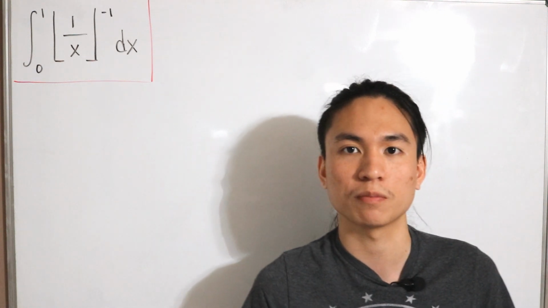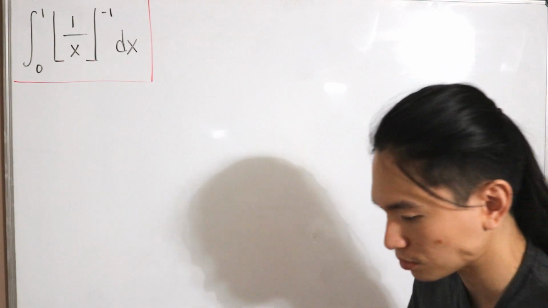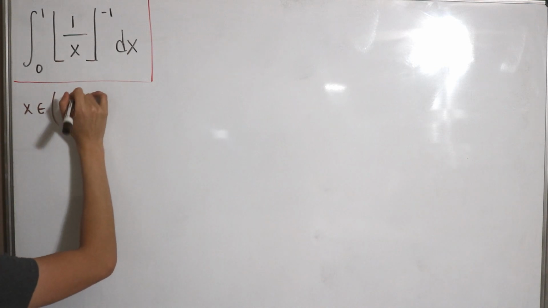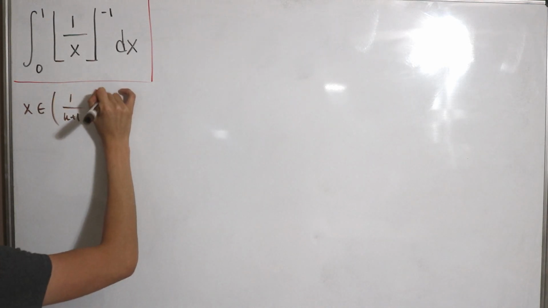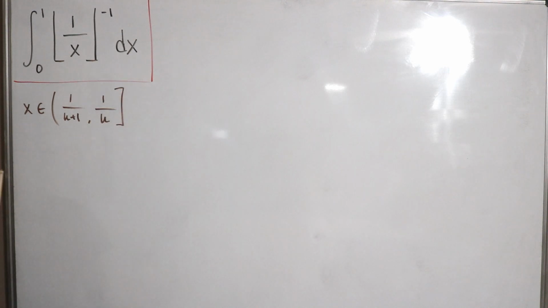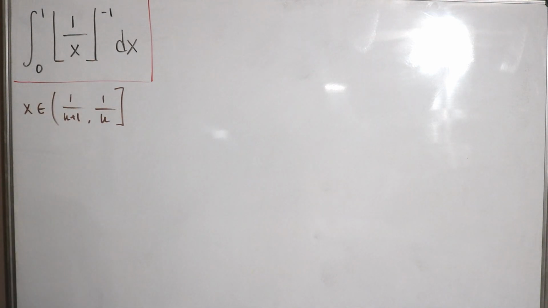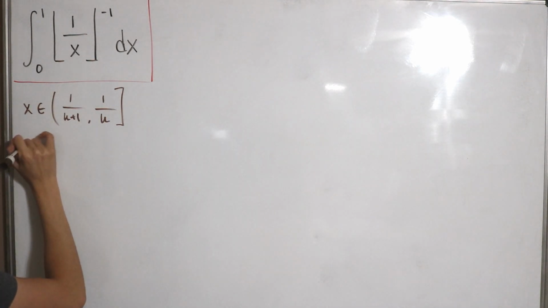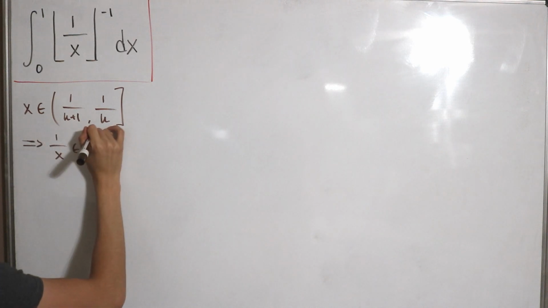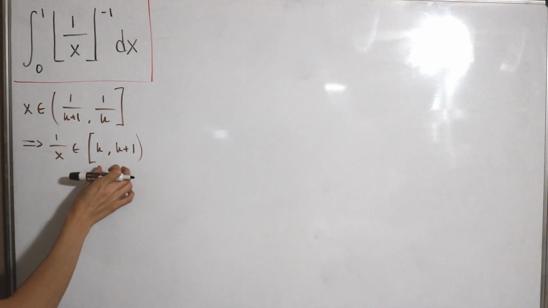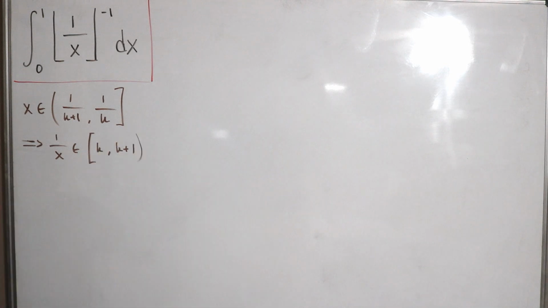With that, nothing much to be said, so let's just jump right in. Let's notice that if our variable x is in the interval from 1 over k plus 1 to 1 over k, inclusive, then if I take the reciprocal, we actually switch the bounds. In other words, 1 over x is in the interval from k inclusive to k plus 1, which is nice since that's how the floor function is defined on a specific interval. It's inclusive and non-inclusive towards the right side of the interval.